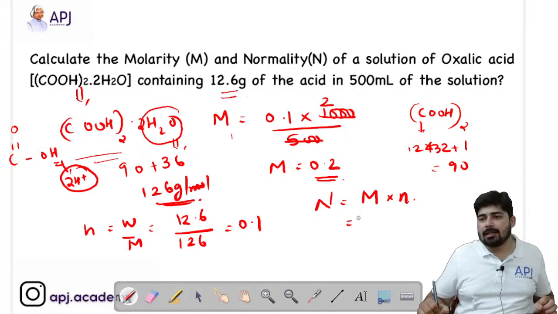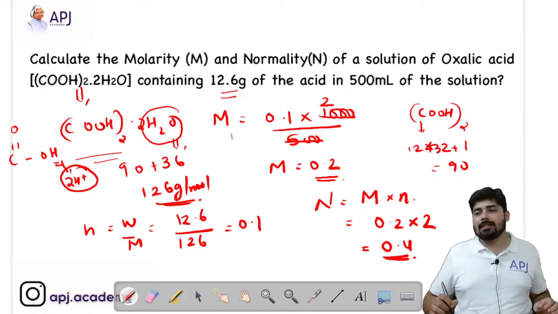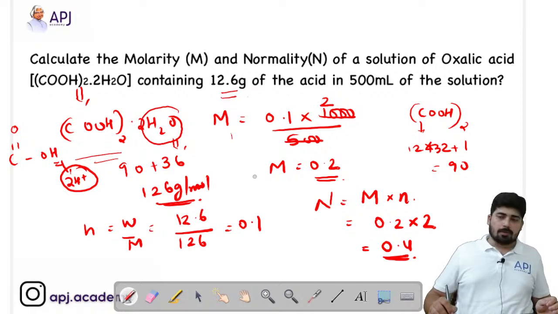So normality is equal to molarity 0.2 into valency factor 2. So 0.2 into 2 is equal to 0.4. So the normality is equal to 0.4 and molarity is equal to 0.2, and that is the answer for this question.